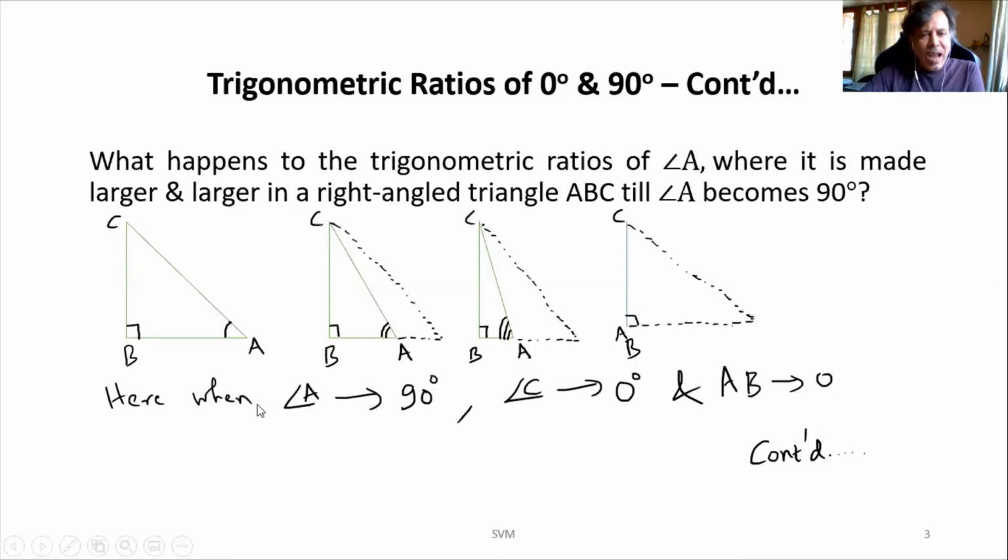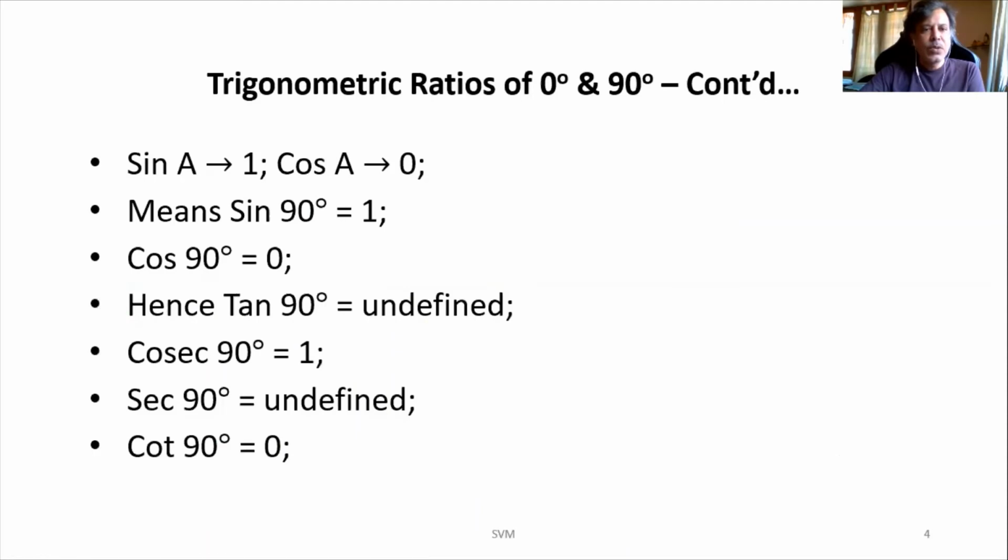When angle A becomes 90 degrees, angle C tends to 0 because there is no angle now. Further, AB tends to 0. Earlier it had some measure, that measure has now become nothing, meaning it is becoming 0. So let us understand: if angle A becomes larger and larger and reaches 90 degrees, then angle C tends to 0 degrees and AB tends to 0. Now, what happens to sin A then?